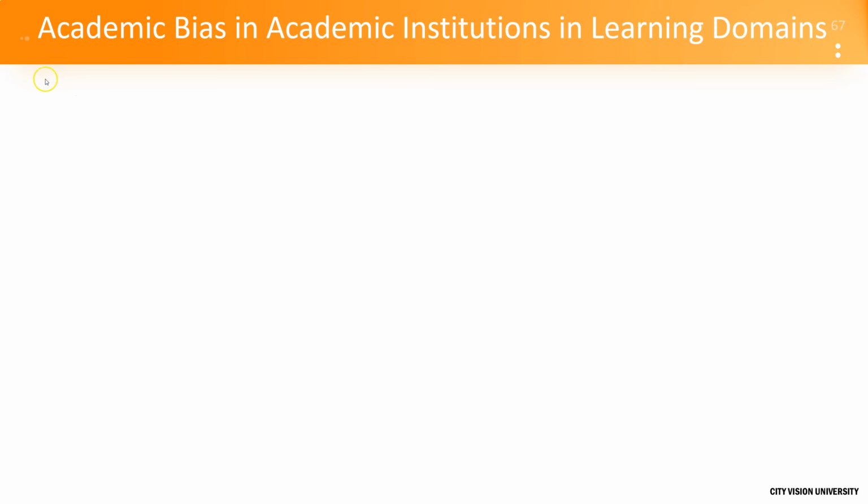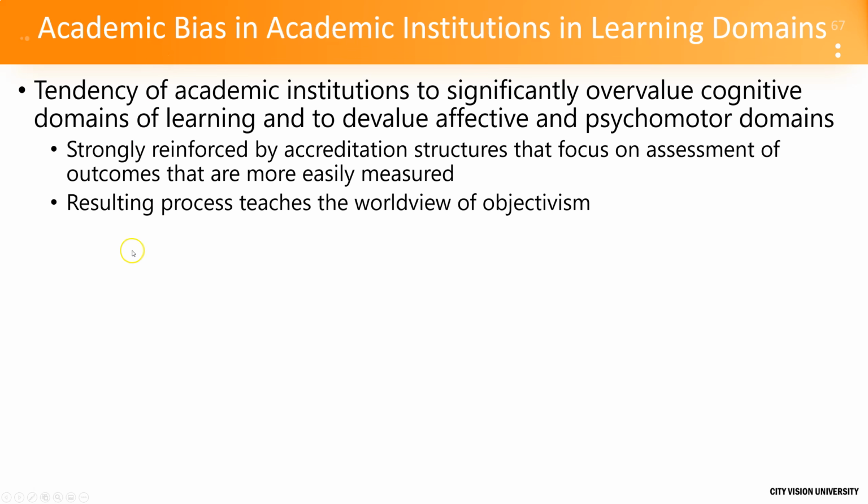Now, something that's really significant is the whole education model has this kind of academic bias in the learning domain. There's a tendency of academic institutions to significantly overvalue cognitive domains of learning and devalue the affective and psychomotor. Part of the reason for that is cognitive, one, is a lot easier to measure. Two, it's what most academics like to do. That's their strength. But it's also strongly reinforced by accreditation structures.